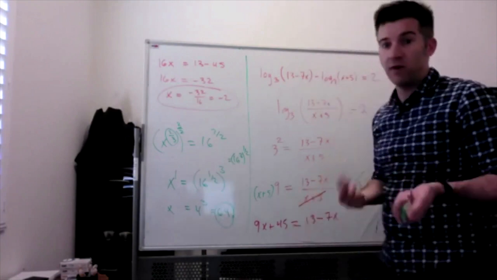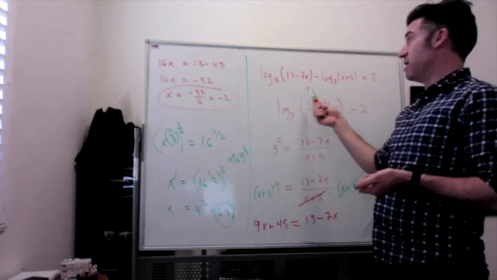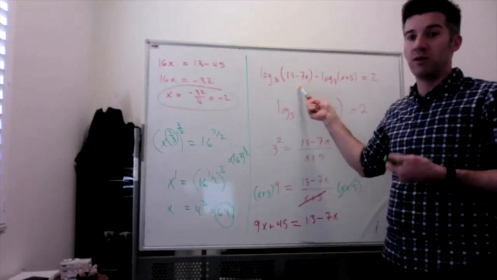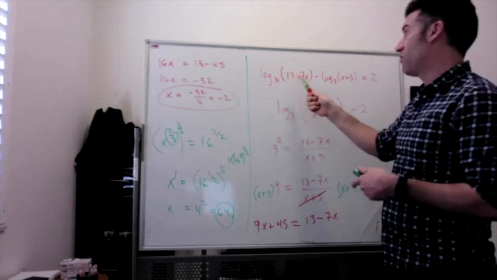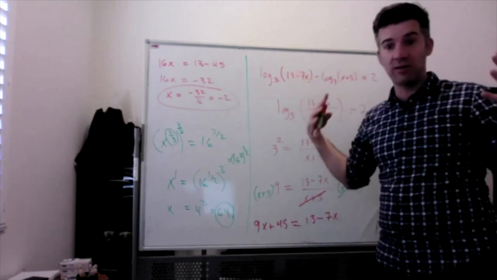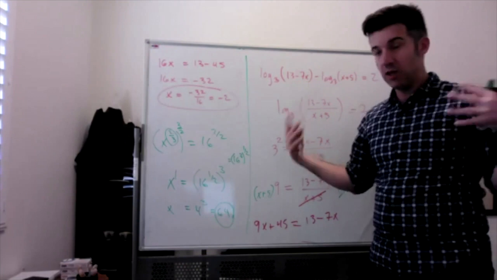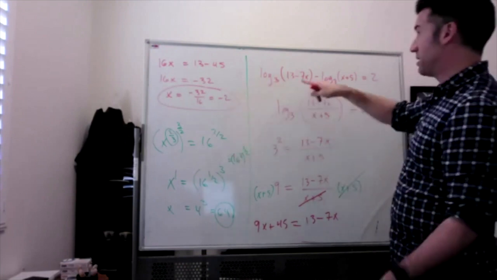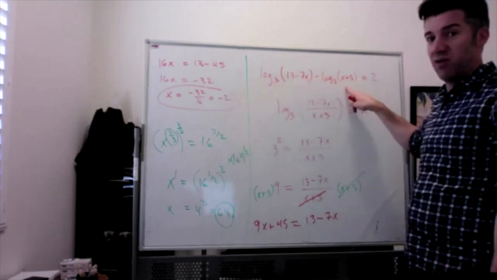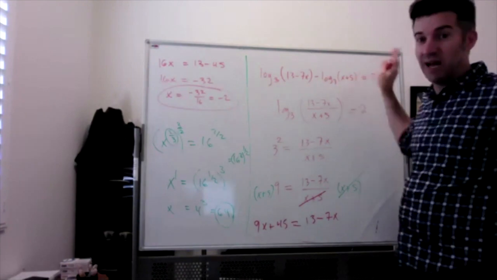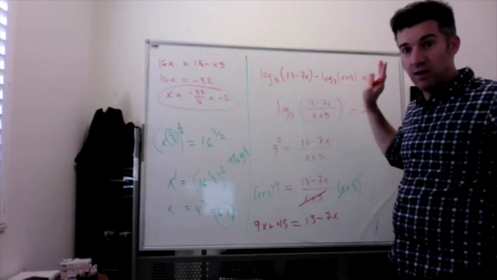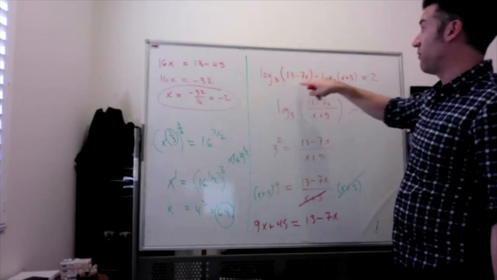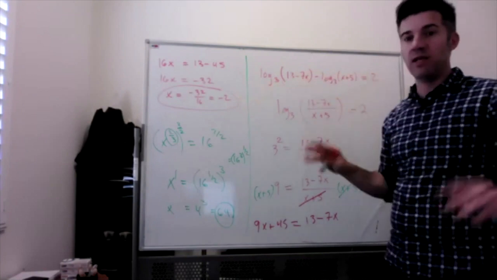So the way you check if your answer fits is if it makes the arguments of the logarithms positive, right? We're only allowed to take the logarithm of positive numbers. So if you have an answer and it makes either one of the inside parts of the log negative, it's not a real answer, it's extraneous. If you plug it in and it makes every inside of the logarithm positive, then you're safe.